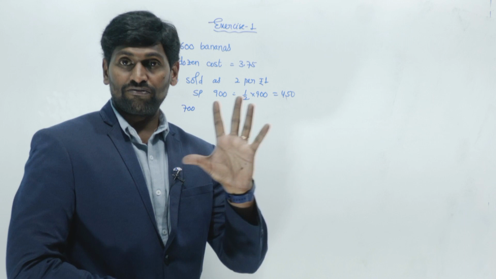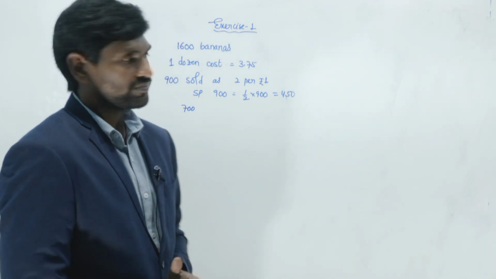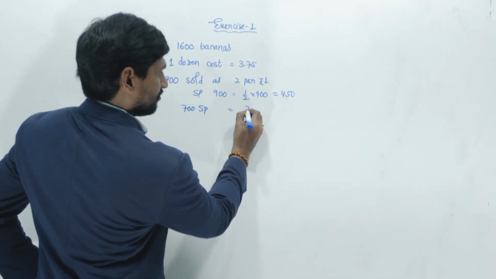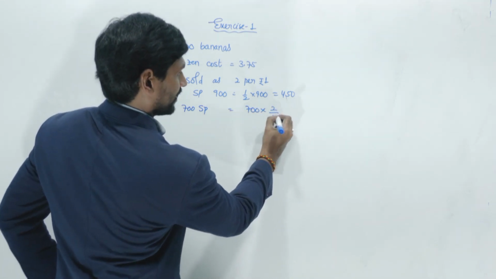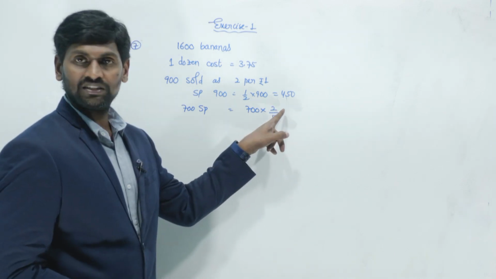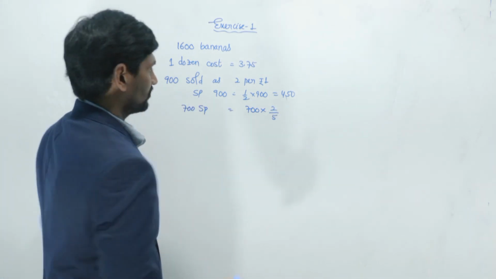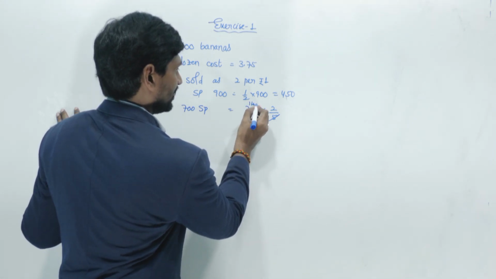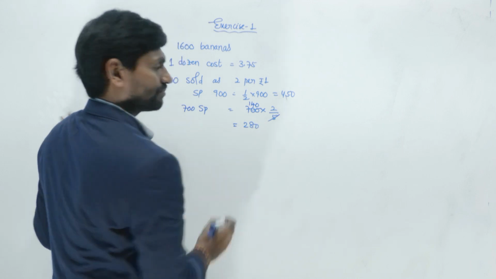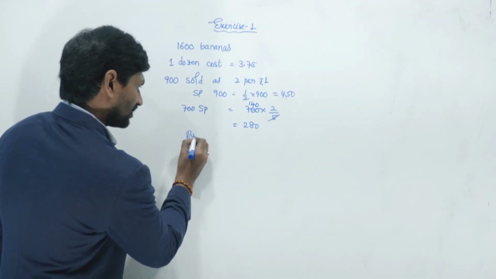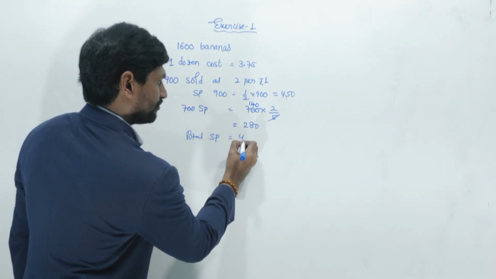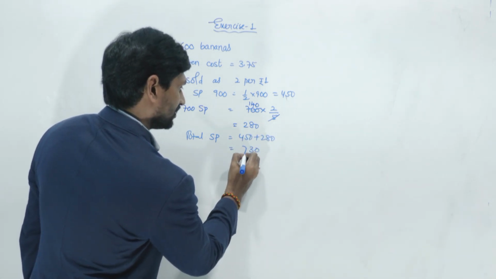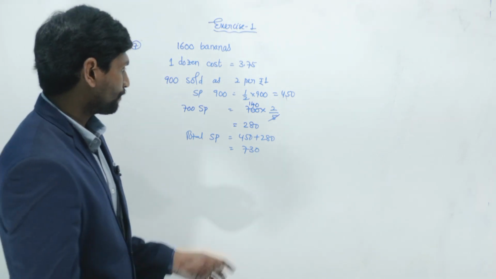Each one, that means 5 bananas for 2 rupees is given. So the selling price of 700, 5 for 2 rupees. 5 table here, 5 ones, 5 fours 20, yeah, 140, so 280 rupees. So total selling price is 450 plus 280. So how much? 730 rupees, correct?